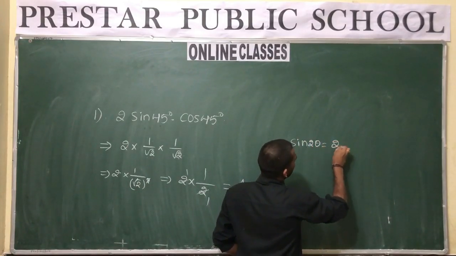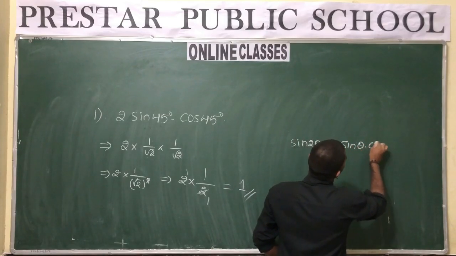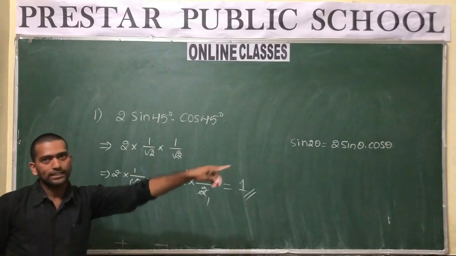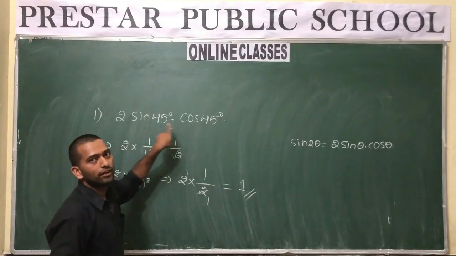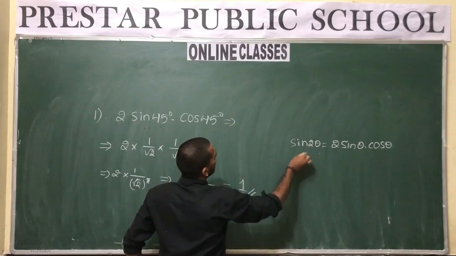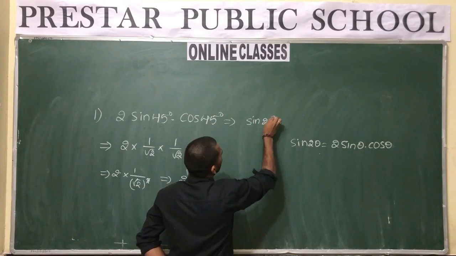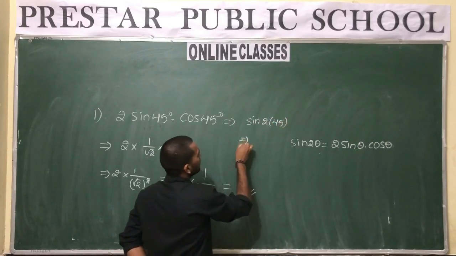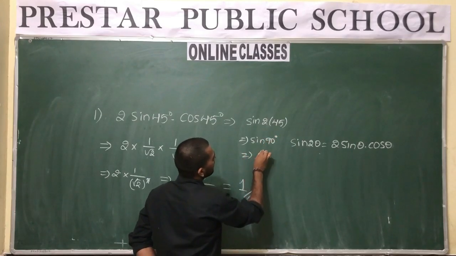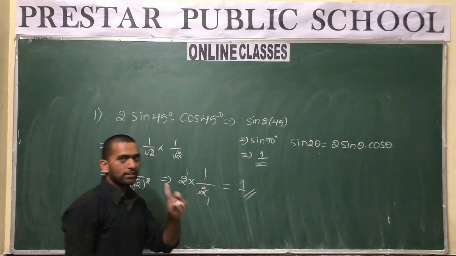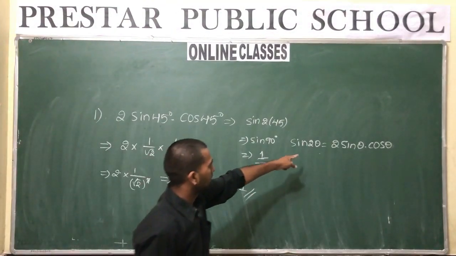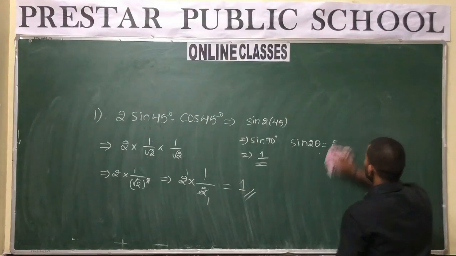Otherwise there is one formula which is not there in your book, but still there is one formula. Sin 2 theta is 2 sin theta into cos theta. Okay? See, this is in the form of 2 sin theta into cos theta, yes or no? Because theta is the same, 45, 45. 2 sin theta into cos theta means sin 2 theta, according to the formula. What is theta? 45. Sin 2 into 45, how much? 90. So what is the value of sin 90? It is 1, if you remember the table. Okay? Just leave it. This will be coming in your next topic.